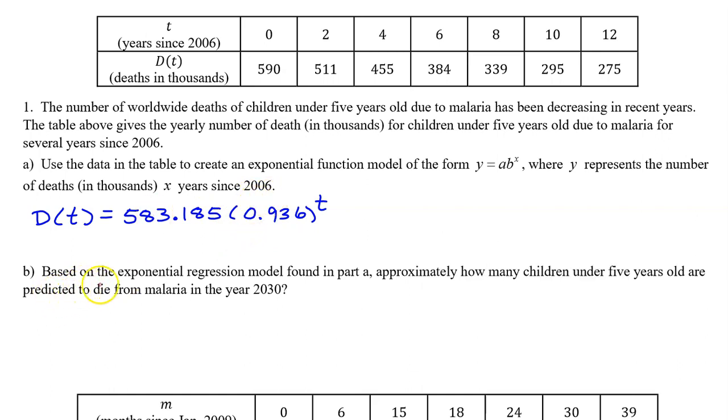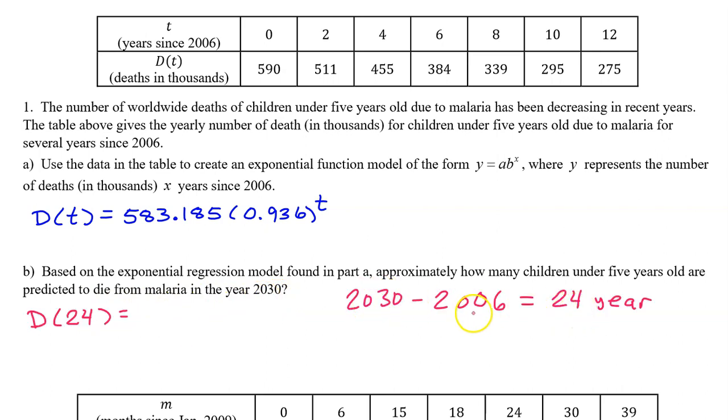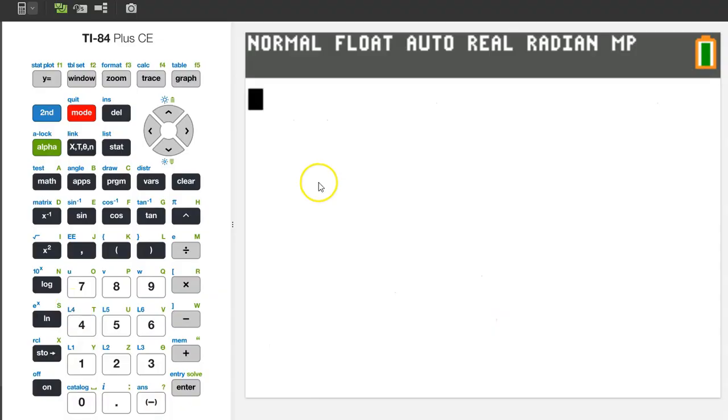Part B. Based on the exponential regression model found in Part A, approximately how many children under 5 years old are predicted to die from malaria in the year 2030? 2030 is 24 years after 2006, so the answer to this question will be D at 24. We had the calculator store the regression model as y1, so D at 24 will be y1 at 24. Here's how you type it in.